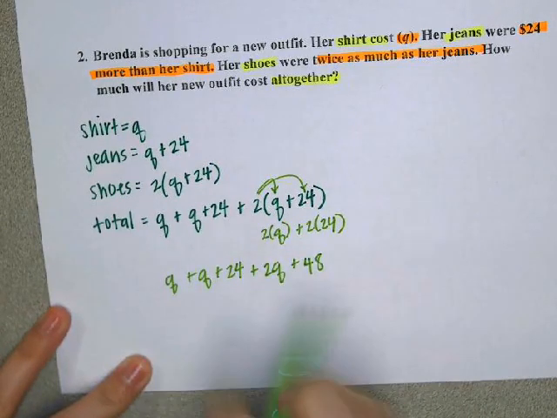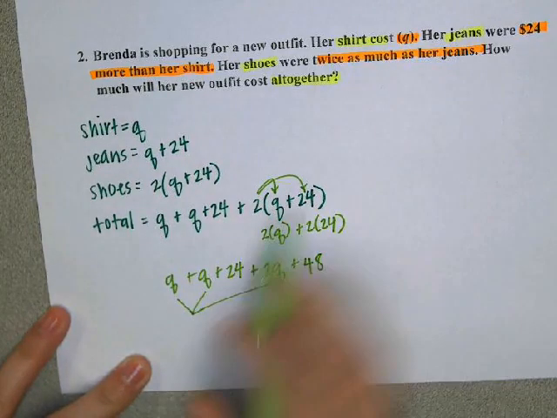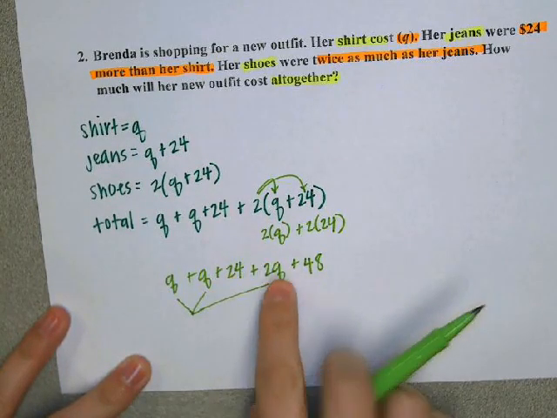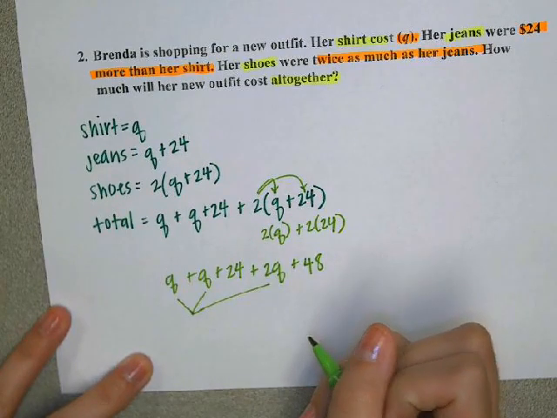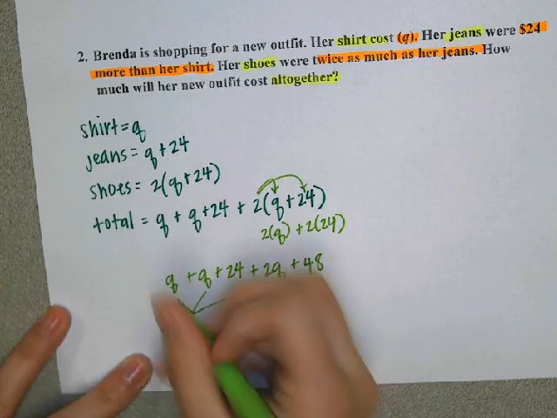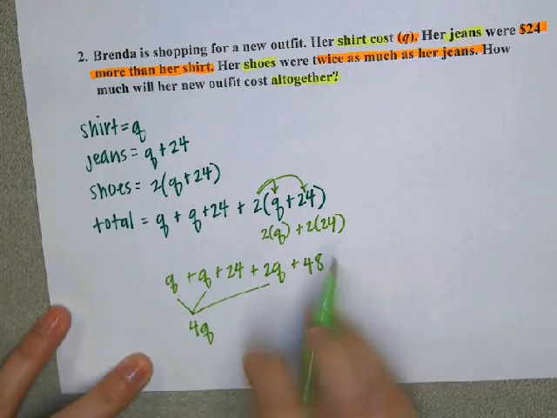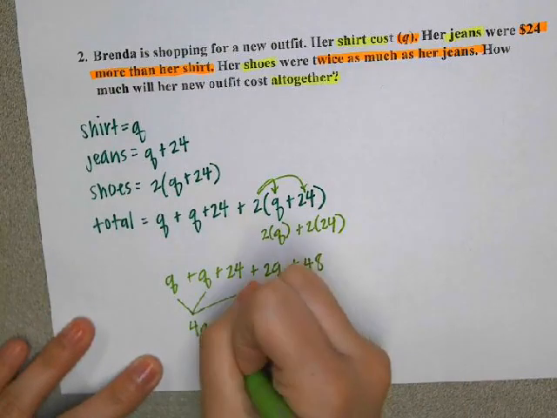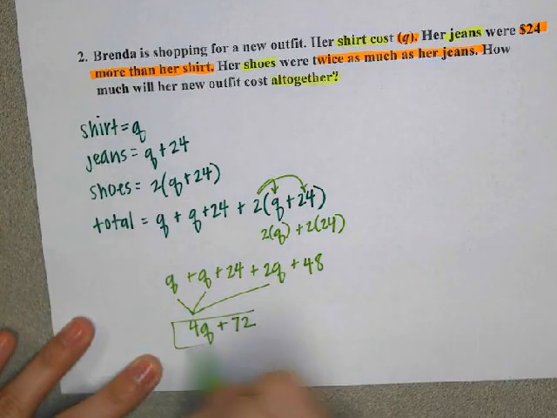Then I can put my Q's together. I have 1 plus 1 plus 2 is 4. Yes, 1, 2, 3, 4. 4Q plus, what's 24 plus 48? I believe it is 72. So this would be her total.